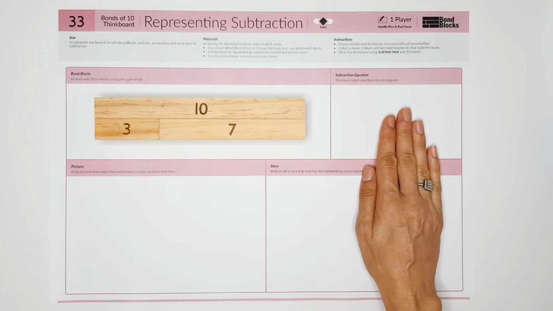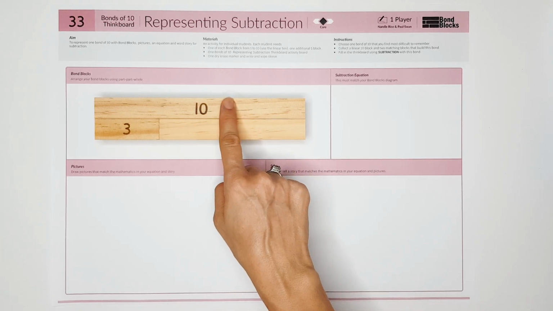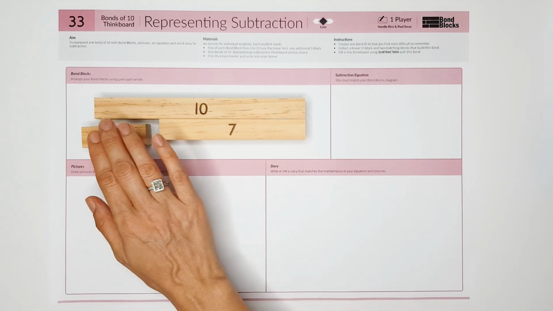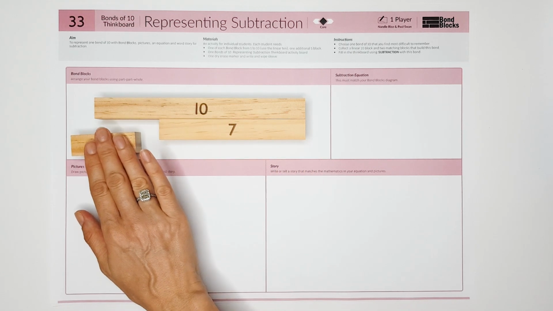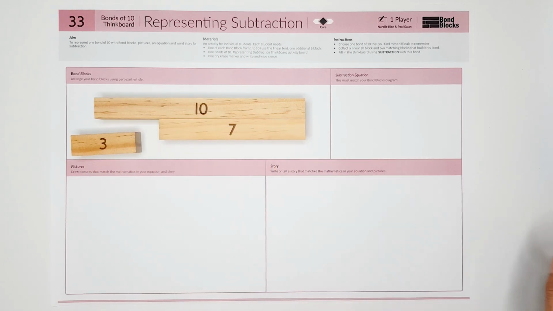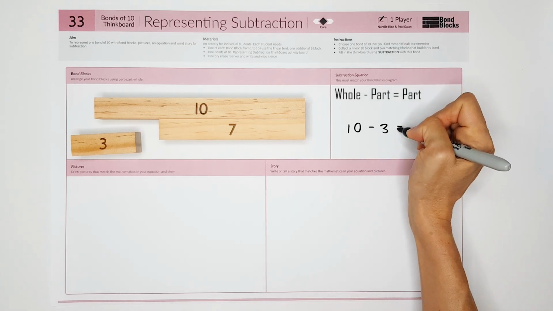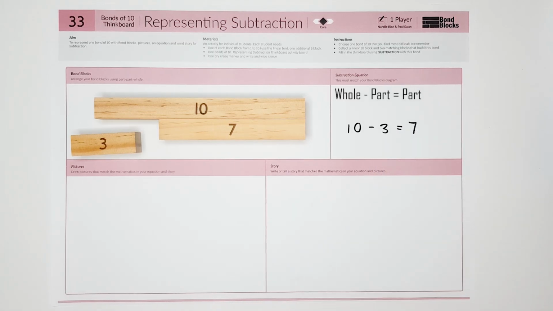When we write a subtraction equation, we write whole subtract part equals part. 10 subtract 3 equals 7. I will write this. 10 subtract 3 equals 7.